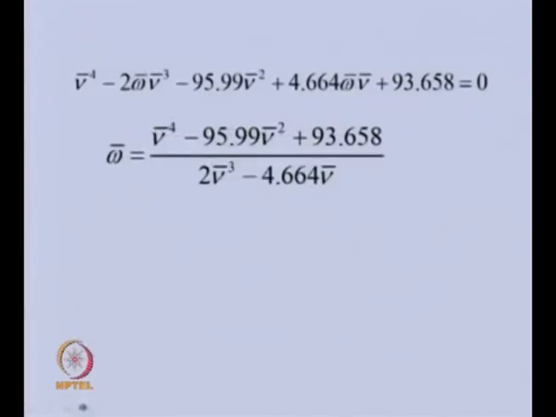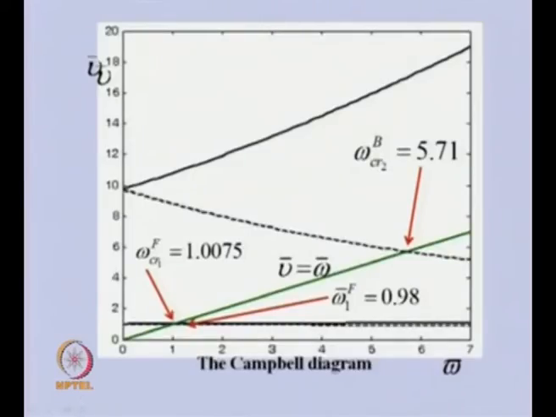Now, let us see if we want to plot the frequency equation as it is, without solving for the critical speed. You can see that this particular expression can be rearranged and we can write it like this: omega bar is equal to this expression. Now, we can take various values of nu and get the omega. If we plot this for various values of nu and omega, we will get a diagram like this. This is called the Campbell diagram. The horizontal axis is omega bar and the vertical axis is nu bar.